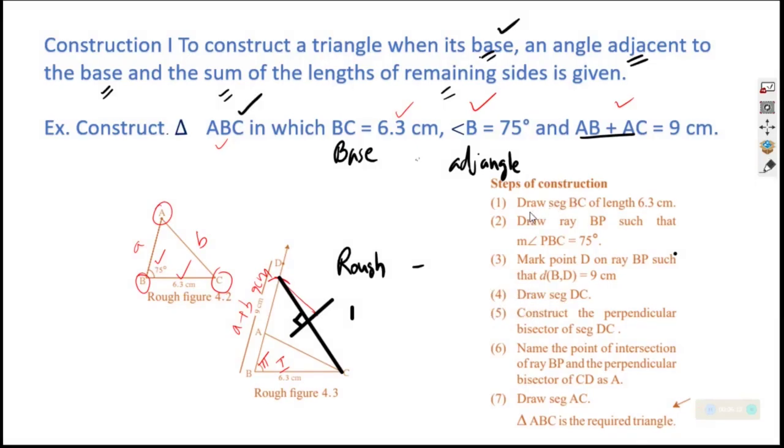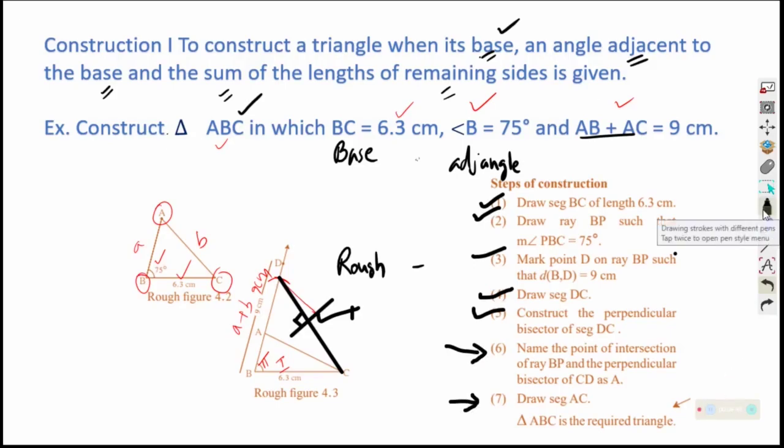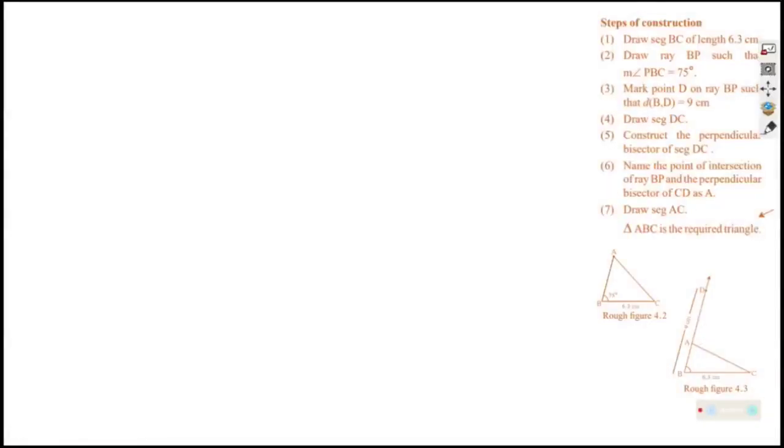First we will draw segment BC, which is the base of the triangle which we are going to draw, and then we will go for drawing the angle, then we will mark a point at 9 centimeter, then we will draw DC, then construct the perpendicular bisector, and thereafter where it meets on the other side will decide the further action. Okay, we'll go to the real construction now, where I will be silent and you will be thoroughly watching how it comes out.